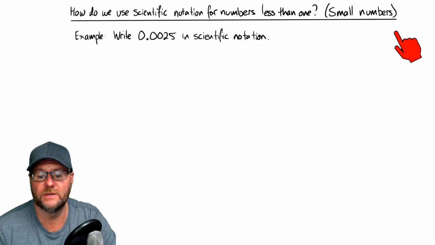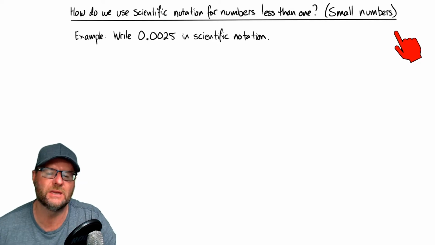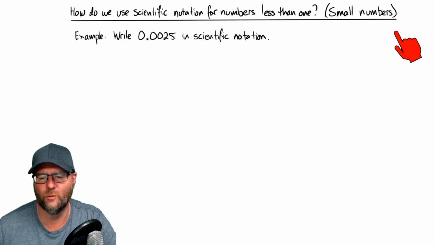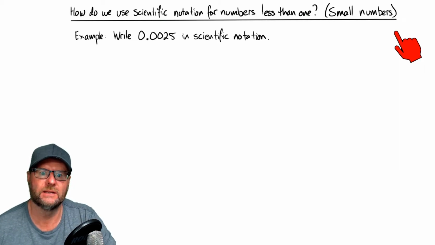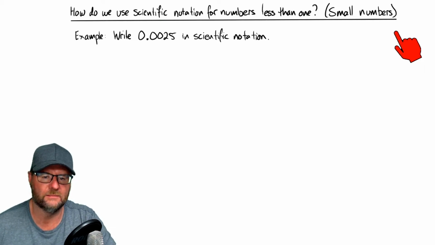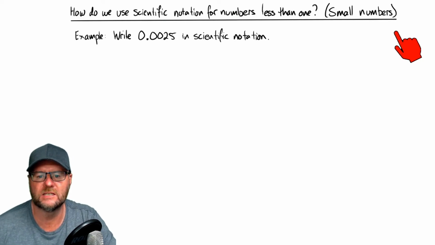Well, hey, in a previous video, we talked about scientific notation and how we could write really big, massive numbers in this format that we call scientific notation. Now, we can do the same thing, but with really small numbers. So here's a number here, 0.0025. We can see this is a small number. Now, by small, I mean anything less than 1.